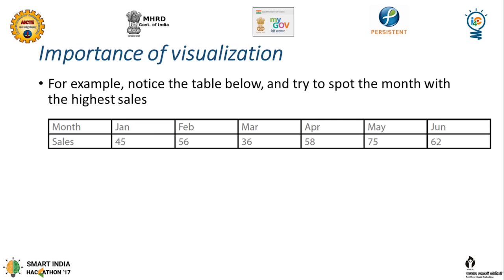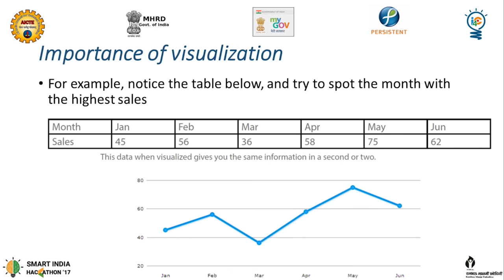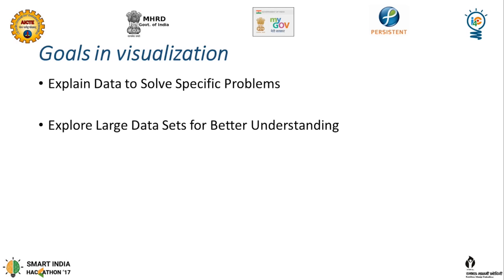Still, looking at it, it takes some time to visualize and analyze, finding the highest and lowest cells. But if we just look at this visualization, immediately we will know that March is the lowest and May is the highest. So it becomes very easy to start our analysis in mind. This is how visualization is powerful and very, very effective.